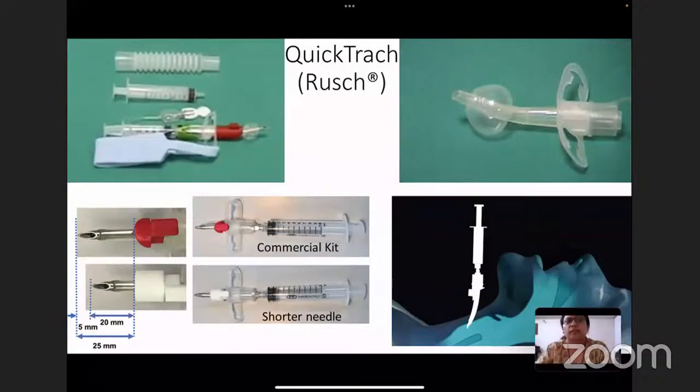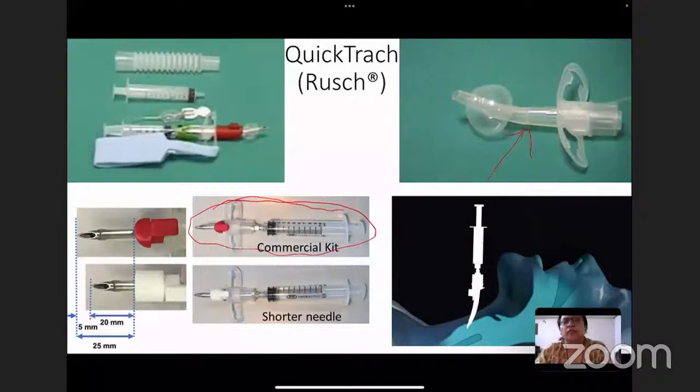So this is nothing but a needle or cannula technique. What you have here, I think you can see, these are the commercial kits available. There is a needle over which the cricothyrotomy tube is there. So it is a needle and cannula kit. You have got two lengths, 20 millimeter and 25 millimeter. In an obese patient with a short neck, you may have to go for a longer needle.